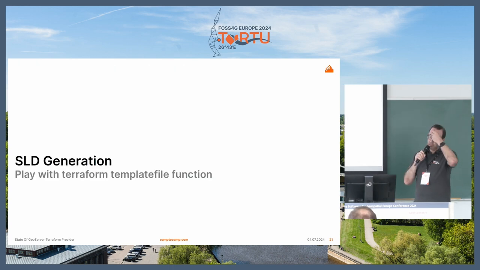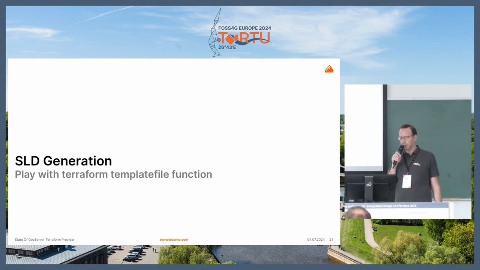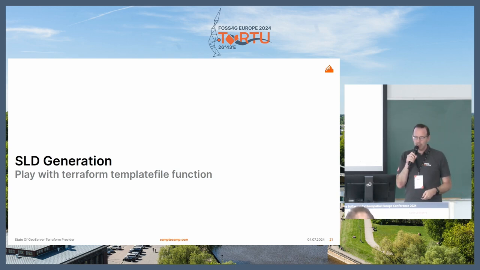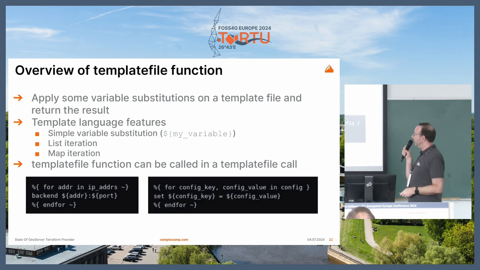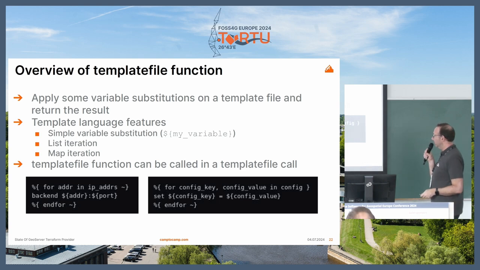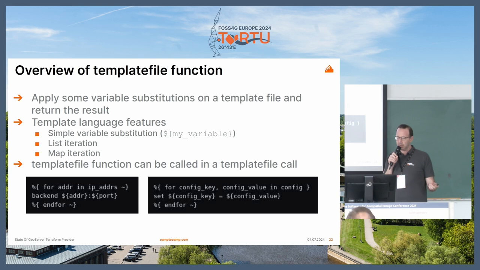You can also use the templating function. I have a customer, the developer team of a customer, which uses it to generate its style definitions. There is a templatefile function in Terraform, which can do variable substitution on a template file and give you back the result. There are features like simple variable substitution. You can iterate on lists, and you can also do map iteration.